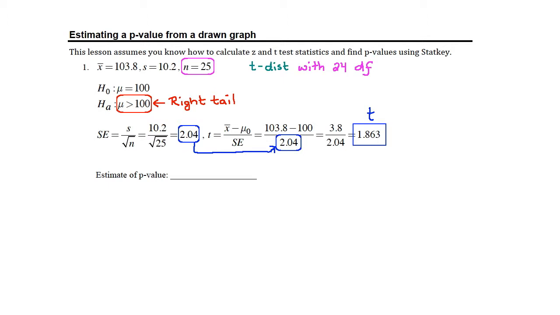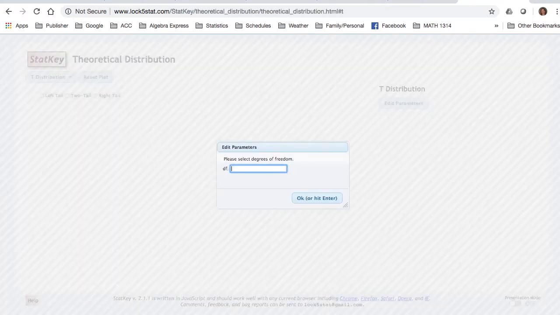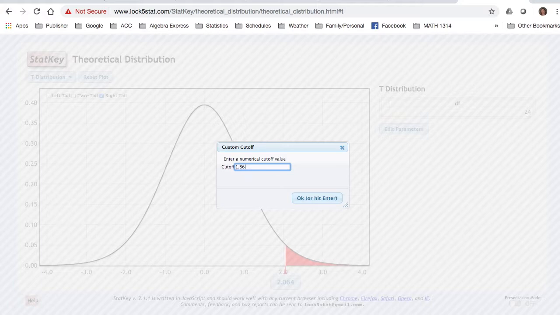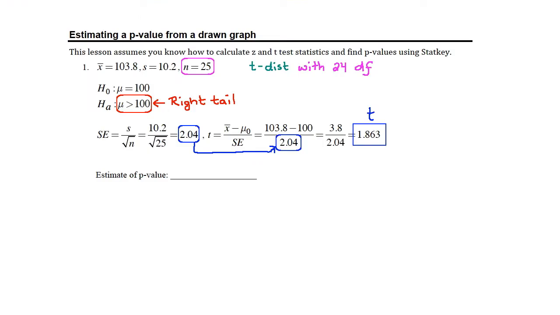Let's first go do that in StatKey. Coming to StatKey, I would go to Theoretical Distributions, T. So coming here, it's going to prompt me for degrees of freedom, at which point I enter 24. And I know I want a right tail, and I want that right tail to start at 1.863. So I go ahead and overwrite the boundary value with 1.863. I get a p-value of 0.037 from StatKey.